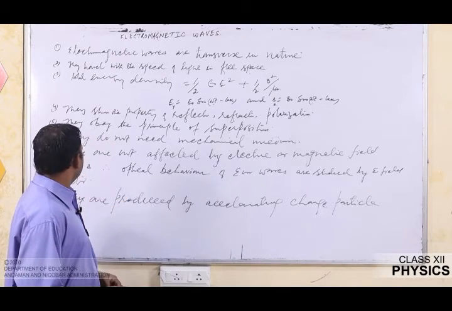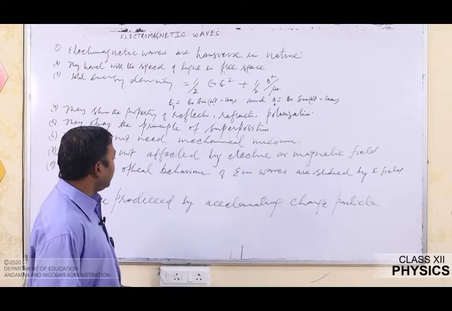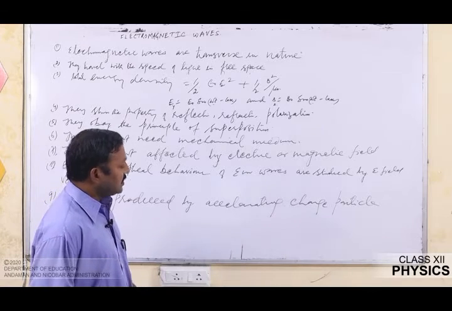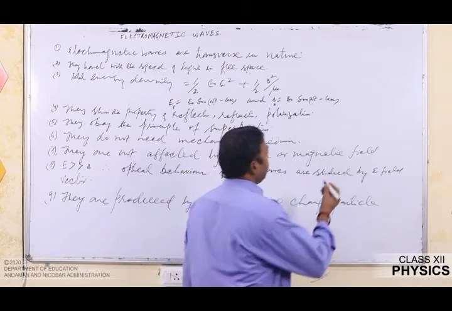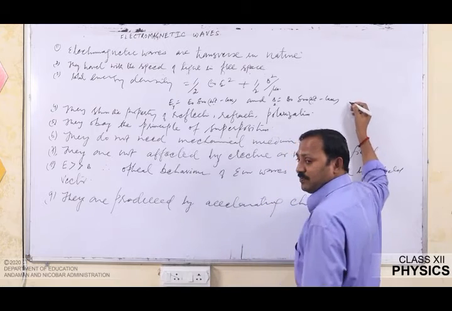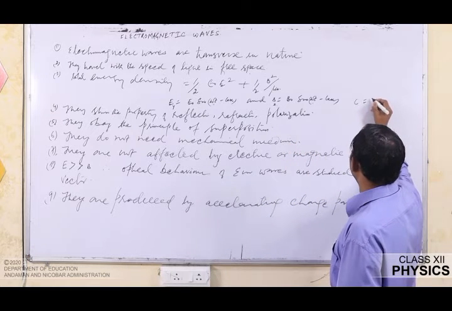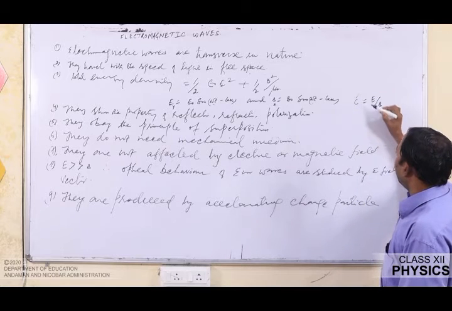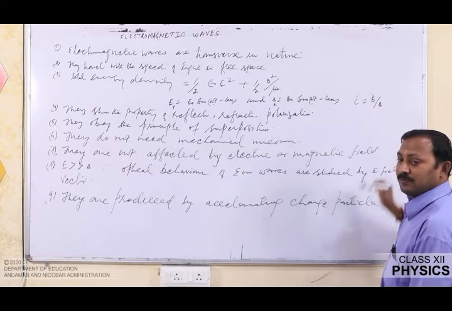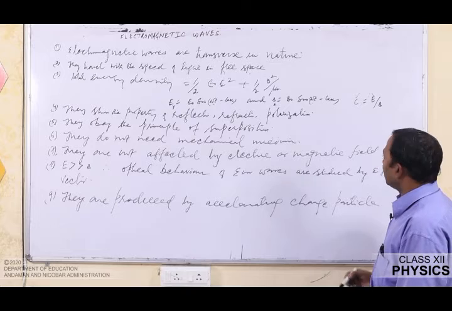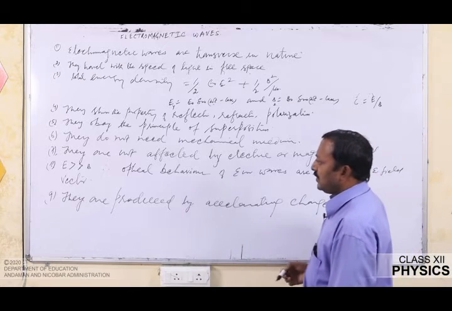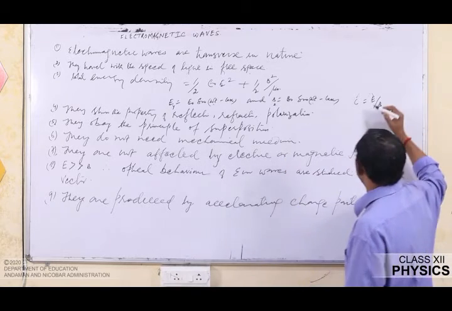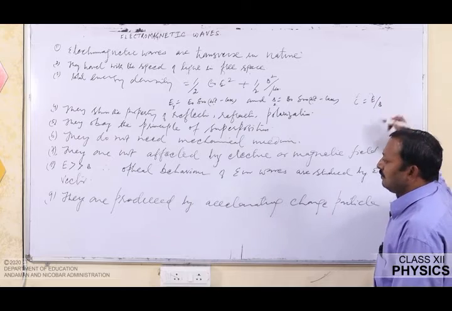The next property shows that the electric field vector is greater than the magnetic field. In our previous chapter, in the chapter of magnetism, we studied that C is equal to E by B, where C is the speed of light. It is directly related to the electric field. Therefore, the optical behavior of electromagnetic waves is represented mostly by the electric field rather than the magnetic field.